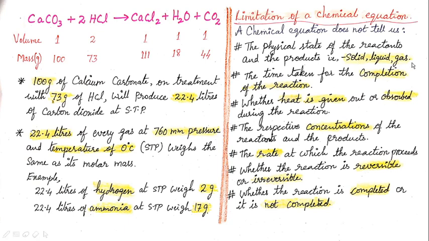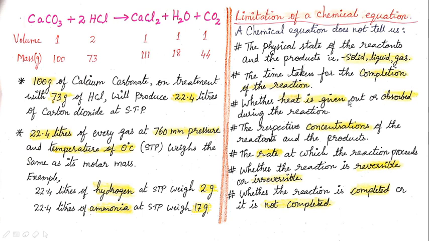So to avoid this, after balancing the equations, we write the state in brackets. For example, carbon dioxide is a gas, so after this, in brackets, we write a small g. Water is a liquid, so in the brackets we write l. Or for any aqueous substance, we should write aq. Then, second limitation, the time taken for the completion of the reaction. Generally, if a reaction takes 12 minutes or 15 minutes, we cannot say the time by seeing the equation. So that is the limitation. The time taken for the completion of the reaction cannot be told by seeing the equation.